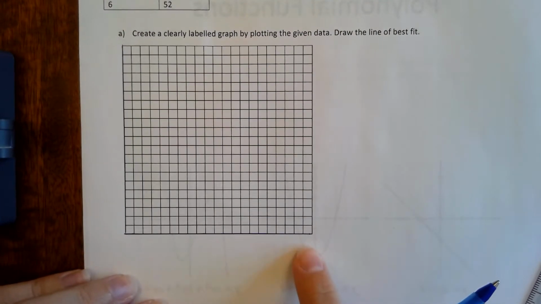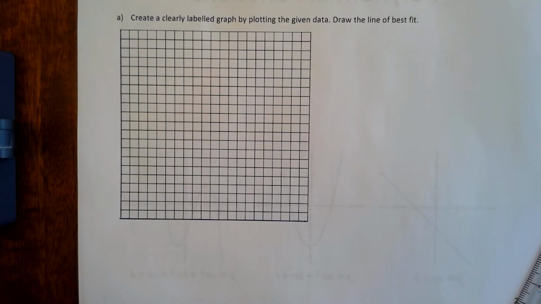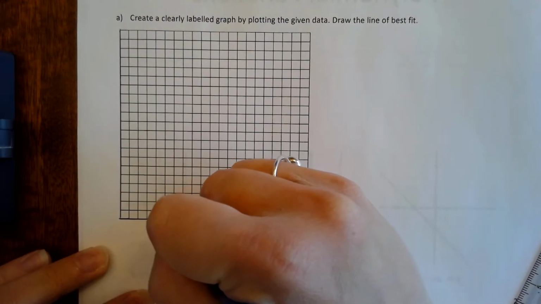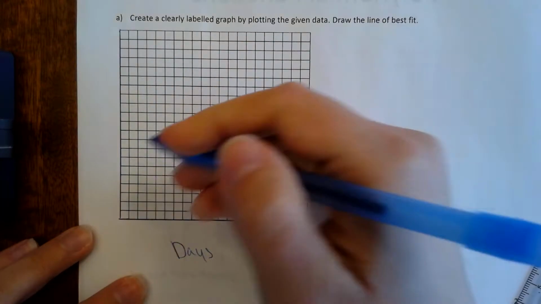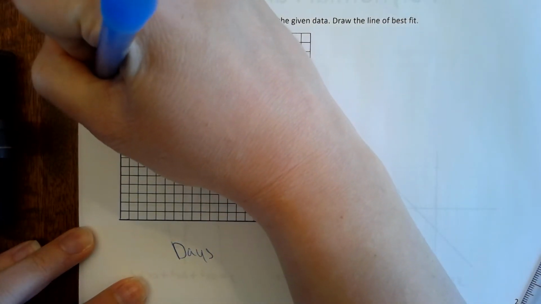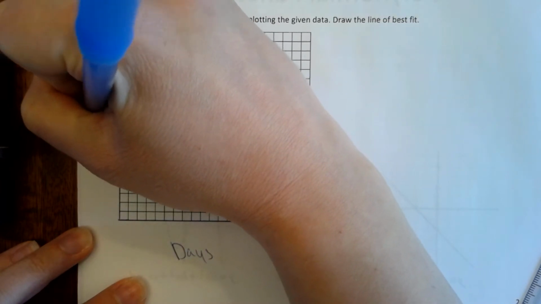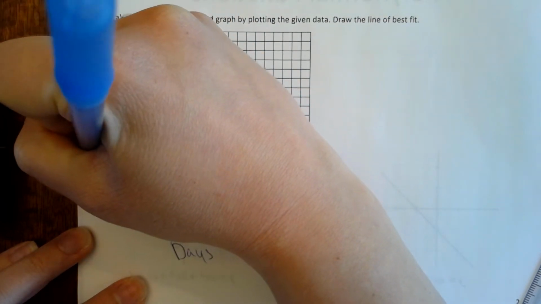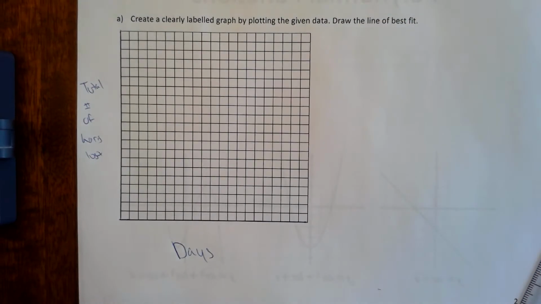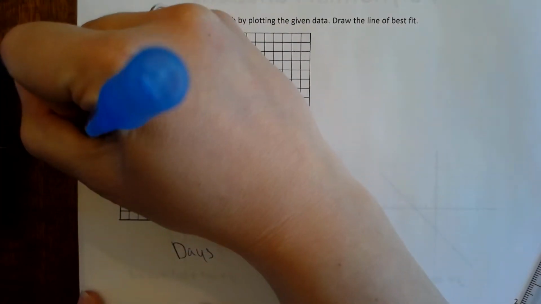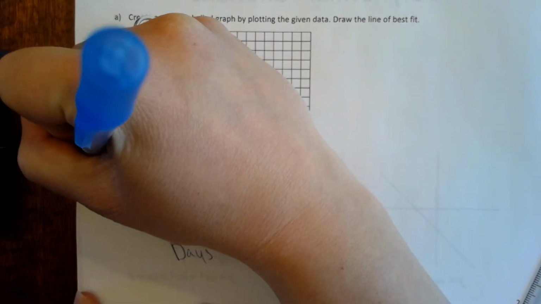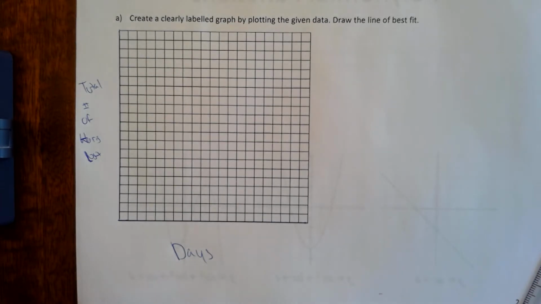I just like having the lines there. I don't know if you can really even see it, but I think it makes it look nicer. So I'm going to label days down here. And then on the y-axis, that means total number of hairs lost. Great. I should really capitalize these, but I kind of made it too messy. Total number of hairs lost.